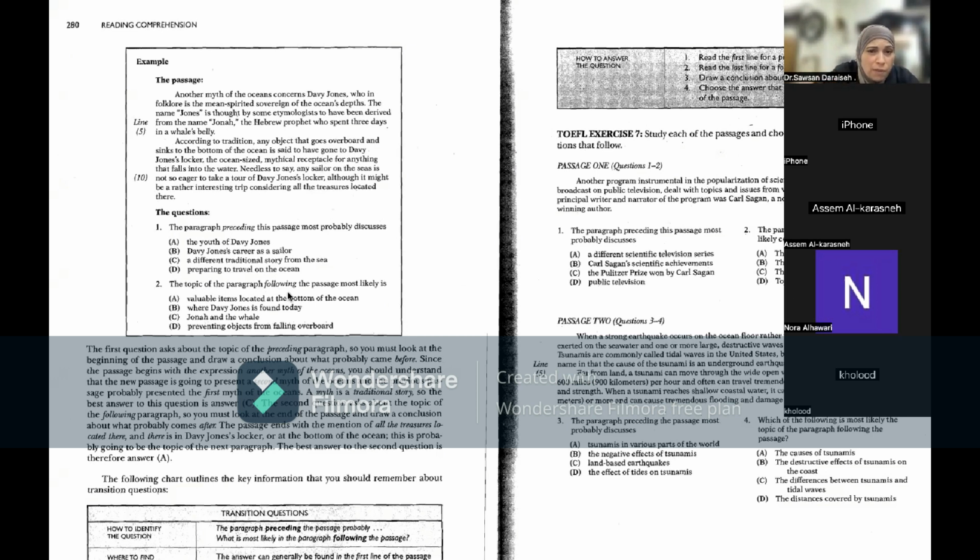So the topic of the paragraph following. In your opinion, the paragraph that could follow this paragraph most likely is going to be about what, guys? Valuable items located at the bottom of the ocean, or where Davy Jones is found today. No, of course not. We already talked about this. No. Jonah and the whale, it's right here. All right, preventing objects from falling. What is this? A new topic with no relation. So the best answer is valuable items located at the bottom of the ocean, right? Or of the ocean, I'm sorry, okay?